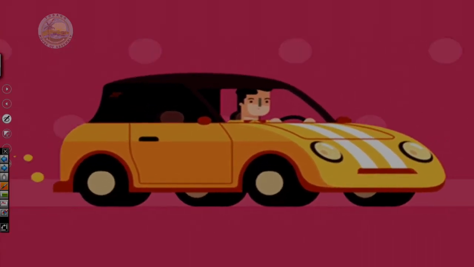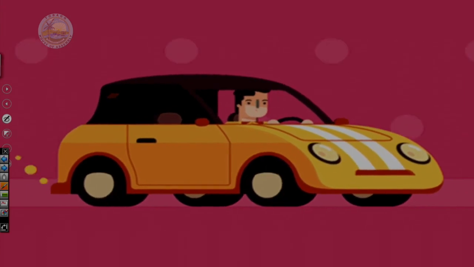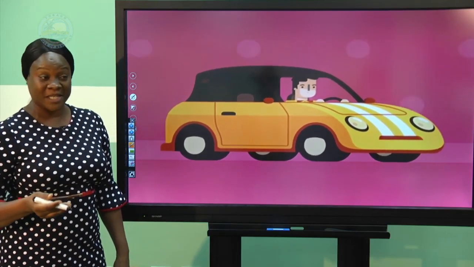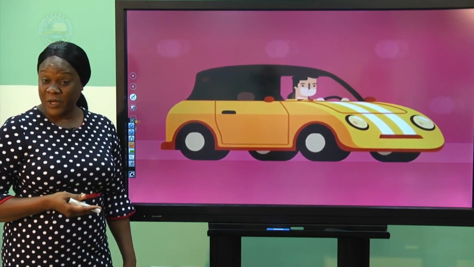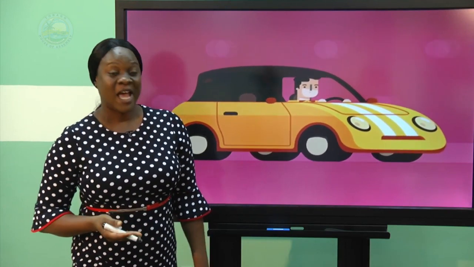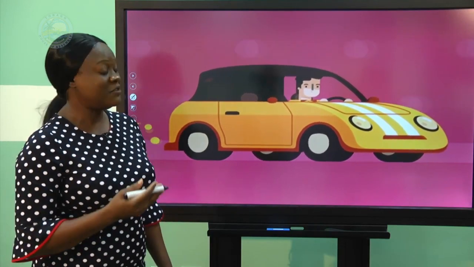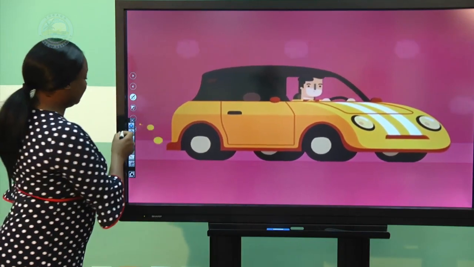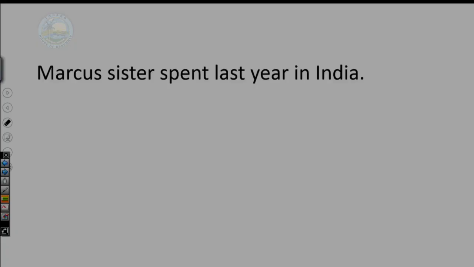Let's keep going on this adventure. I know it's sort of tiring, but at the end, we are going to achieve our objective. Remember what we are trying to find out? We are trying to find out if capital letters and punctuation marks are still relevant in today's society. So let's keep going. This obstacle is saying Marcus' sister spent last year in India.